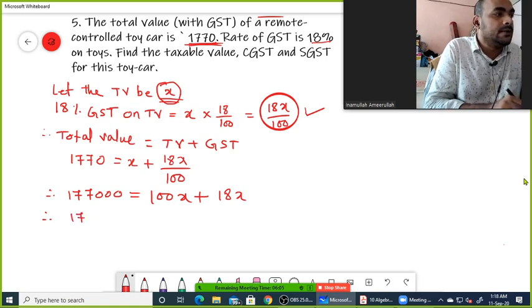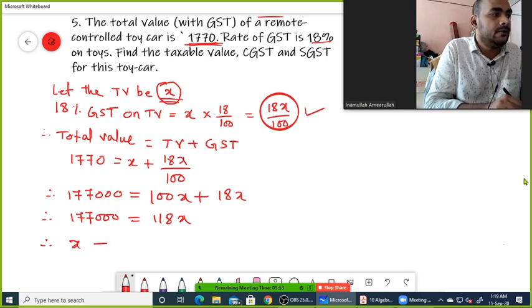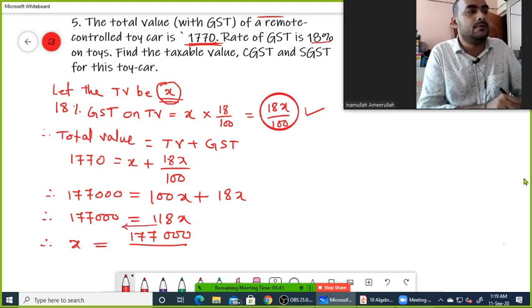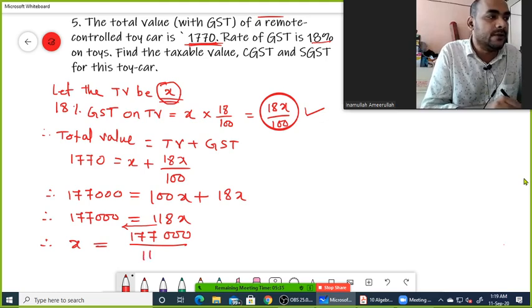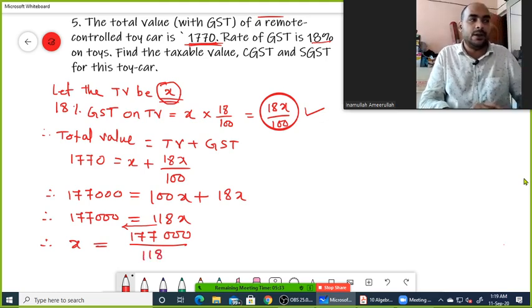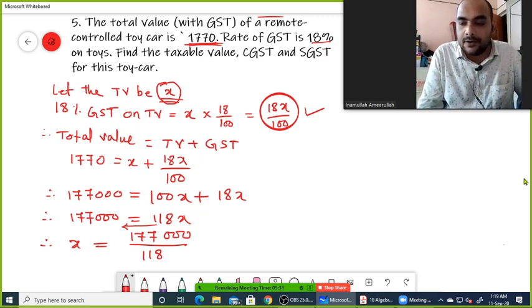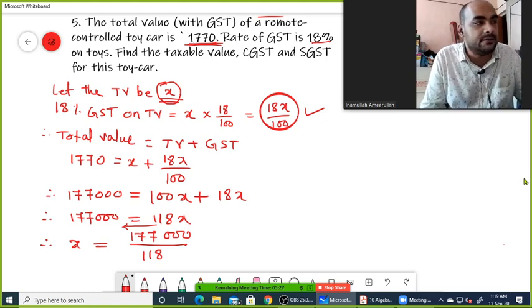So 177,000 equals 100x plus 18x, so 118x. So this way x is 177,000 on its place, and this 118 can be brought to the left hand side. Here it is multiplying with x, so when I bring it to the other side, it will divide. So here we can write 118 in the denominator. So we need to divide 177,000 by 118.